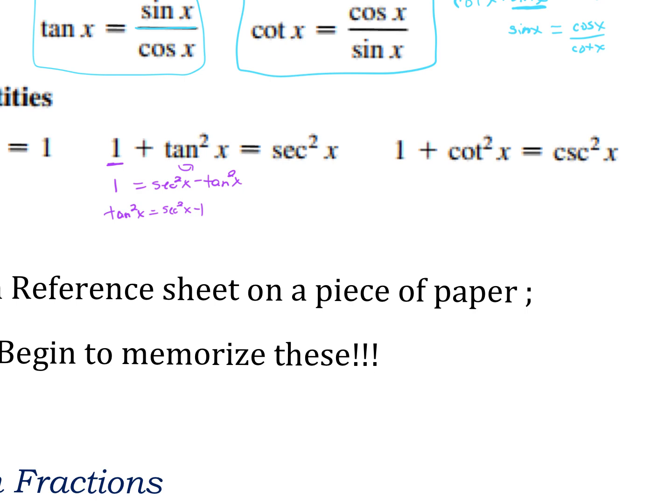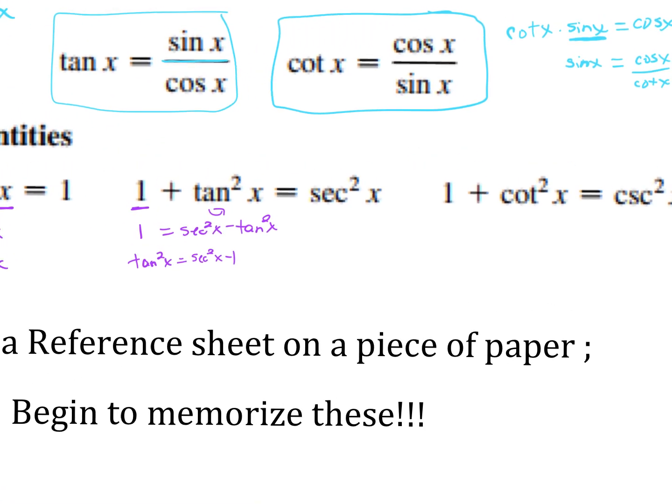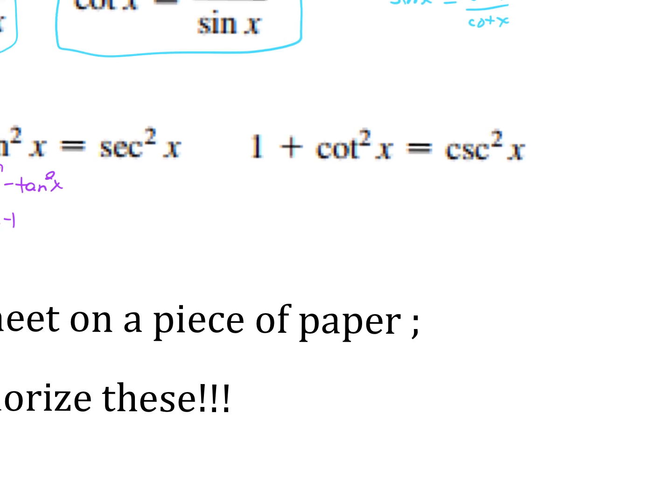Okay, let's think alternative forms for Nicholson's. We could get the 1 by itself. So then we would say 1 is equal to cosecant squared x minus cotangent squared x. Or if we want the cotangent squared x by itself, we're going to have cosecant squared x minus 1.